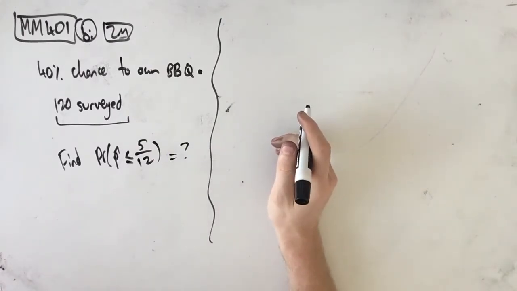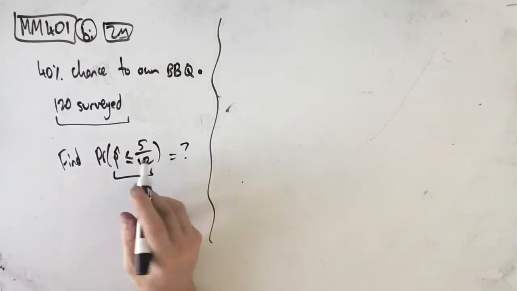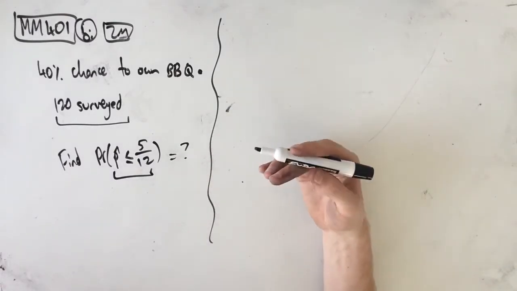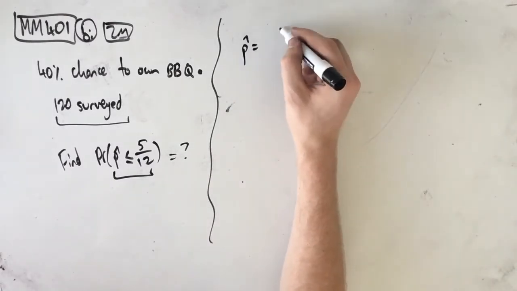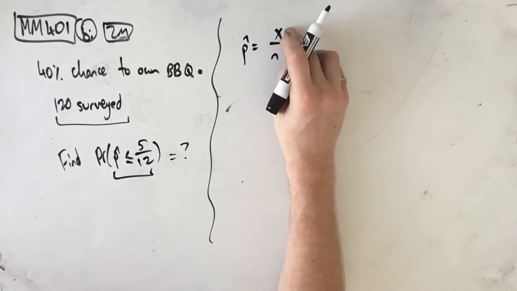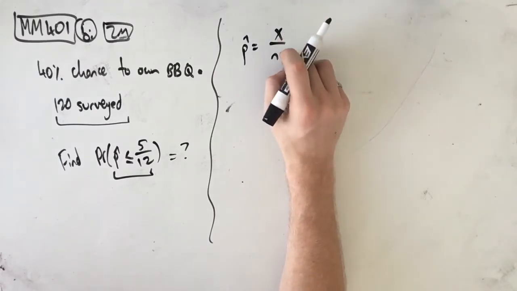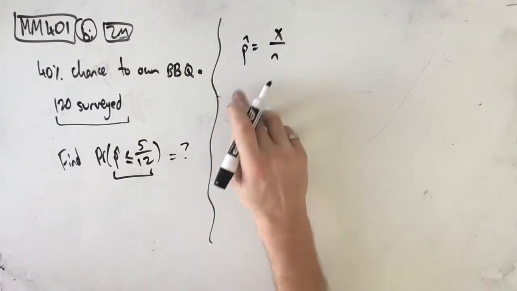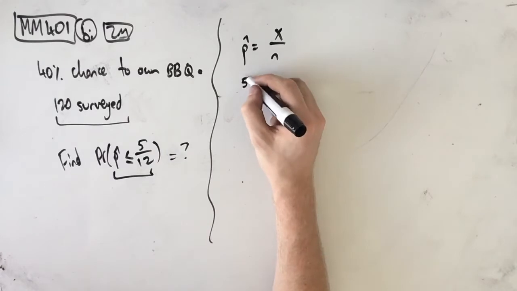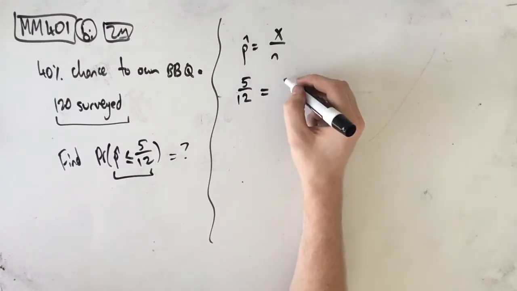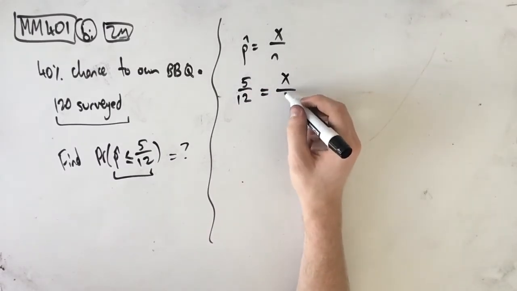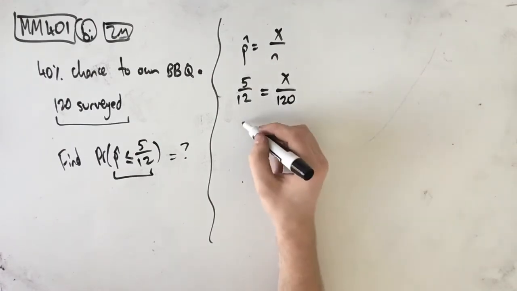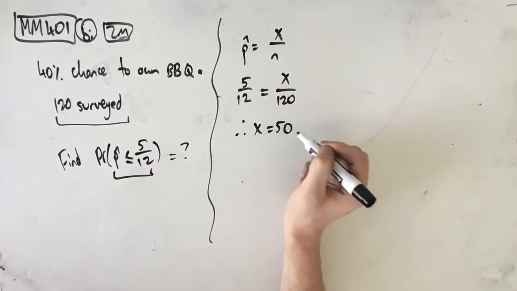So, as always with these kinds of questions, guys, we want to grab our p hat and convert that into an x value so that we can use the binomial distribution with it. We know that p hat is equal to x over n, where x is our successful attempts and n is our total attempts or total surveyed. So p hat is equal to 5/12, and n is the number surveyed, which is 120. Therefore x is equal to 50.